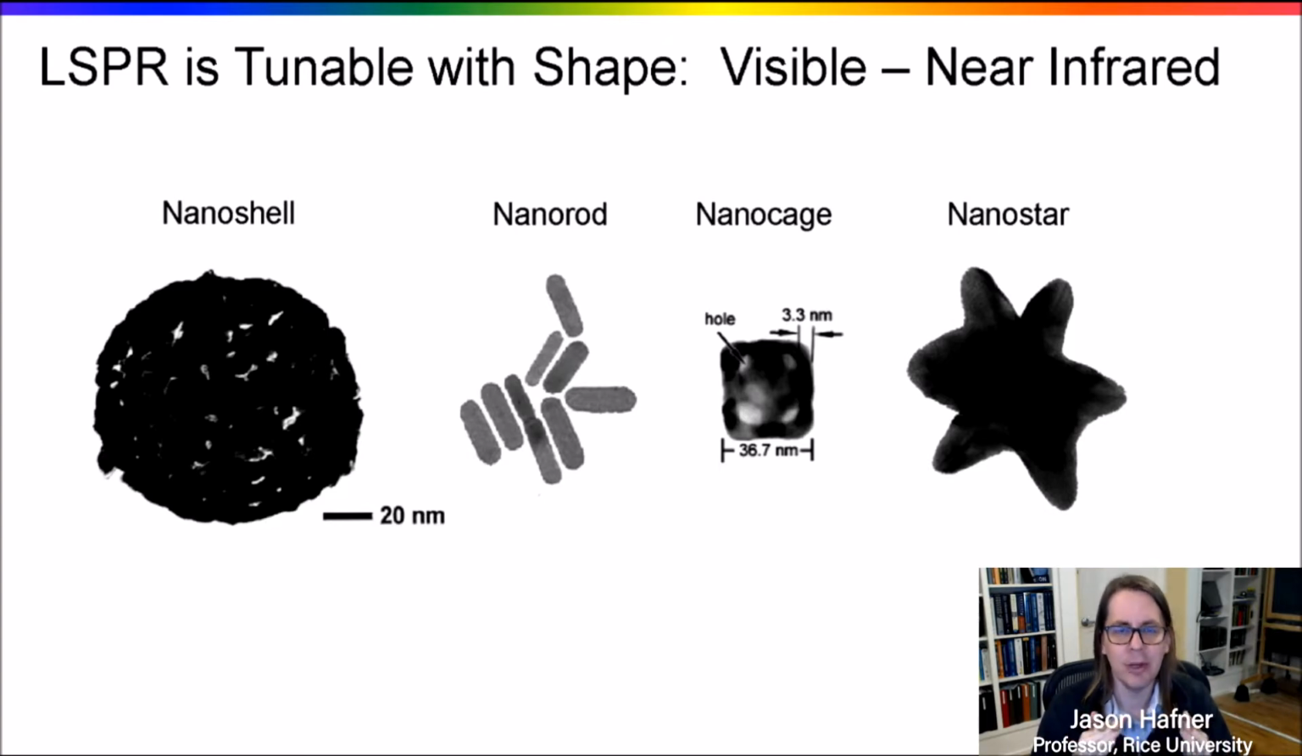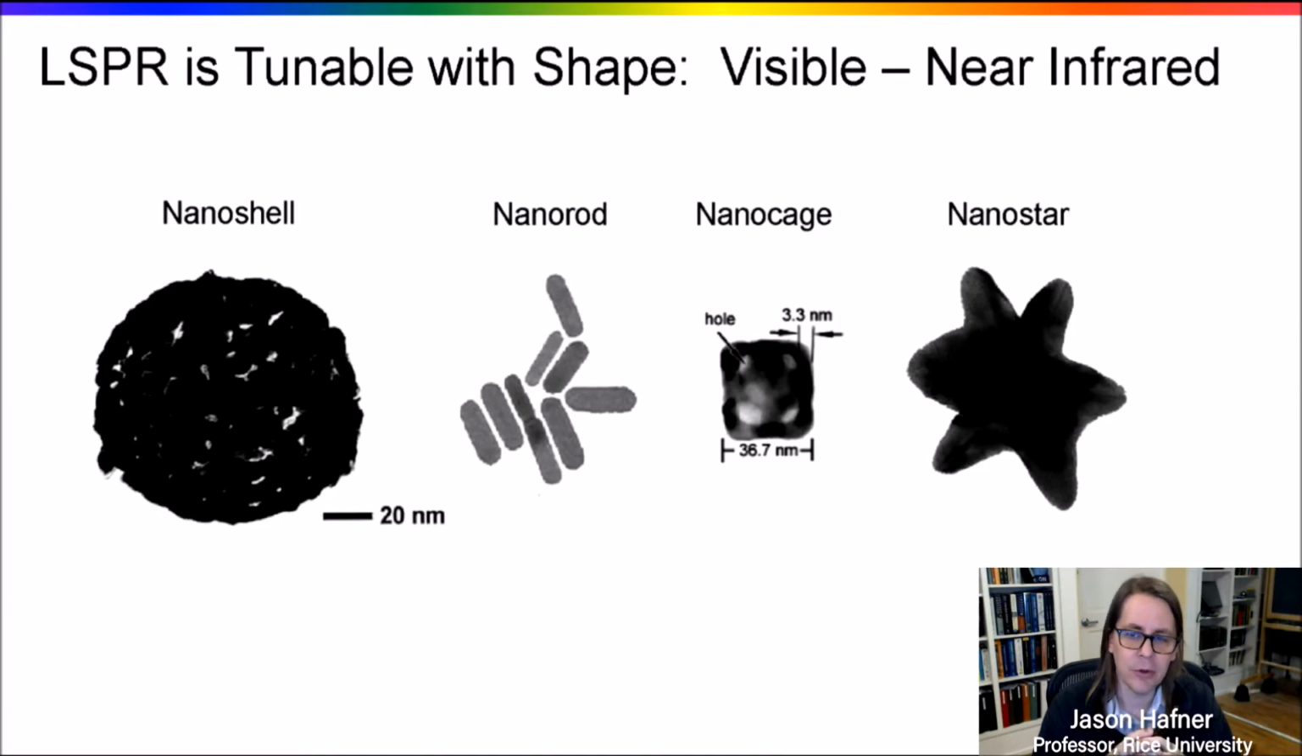You can make them broad. You can make them narrow. And one key thing is you can tune them into the near infrared. So this was, and still is, a big part of nanomedicine. And a lot of it was by my colleague, Naomi Halas, here at Rice. And she made one of the very first tunable particles, and it's the one on the left, the nanoshell.